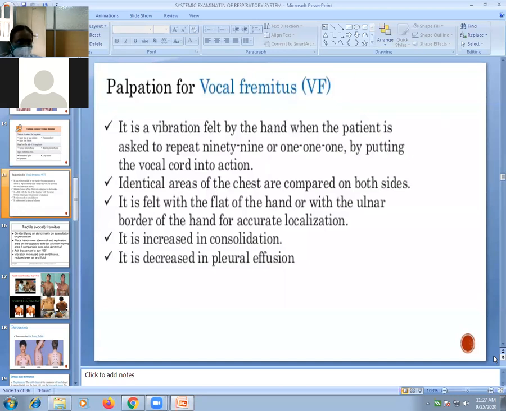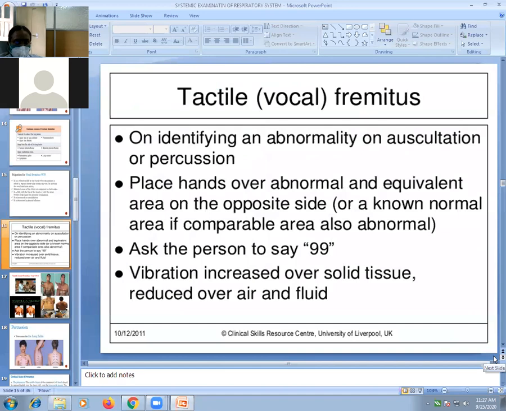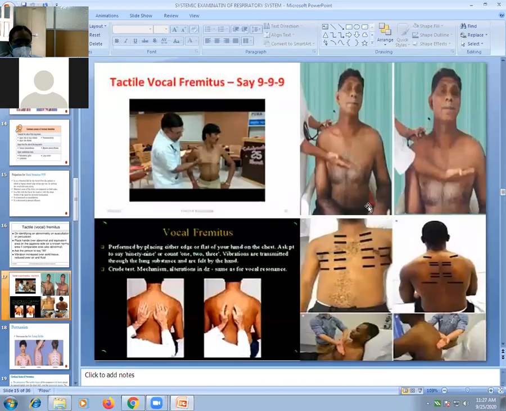The tactile vocal fremitus is increased in consolidation because solid tissue is a better conductor of sound. And it is decreased in pleural effusion because air and fluid are bad conductors of sound. So in case of pleural effusion, it is decreased. In case of consolidation, it is increased. So this is the method to check tactile vocal fremitus.